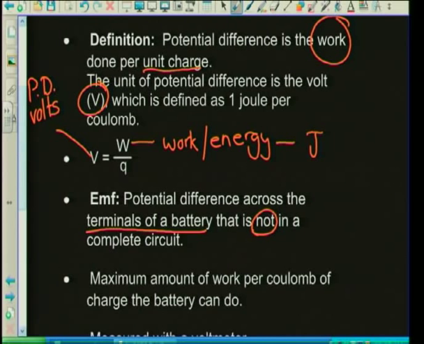Q is charge, which we did in electrostatics, and that's measured in coulombs. Generally, when we looked at electrostatics, we were looking at very, very small charges, 10 to the minus 19, 10 to the minus 8.